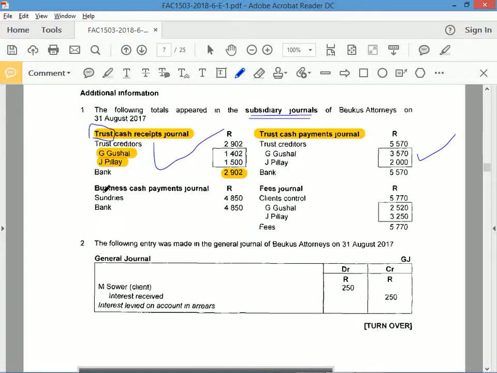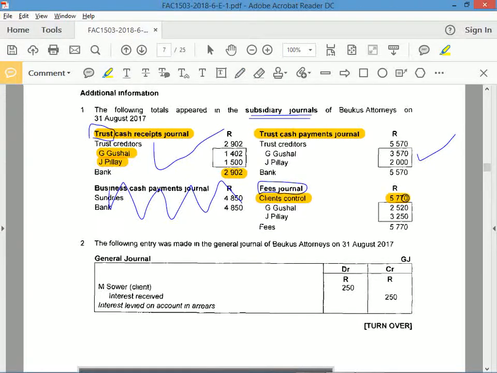Right, the next one, business cash payments. This would affect the business's bank account. Don't need it. And there's no clients here, no client control, so don't need this one. The fees journal, this I need. Why do I need it? Because I see the client control. That's why I need it.